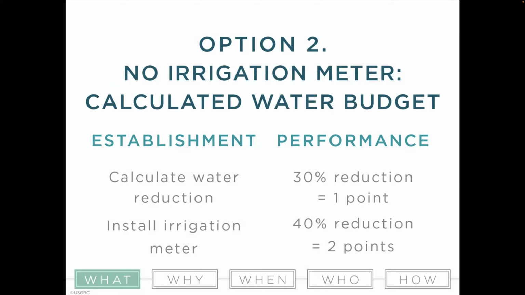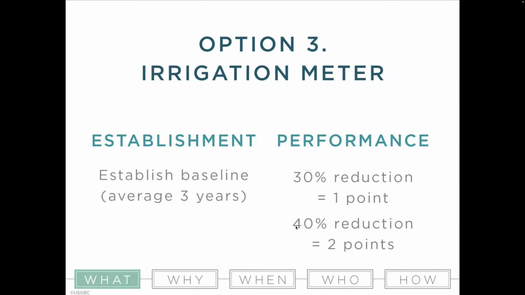Option 2, again, you're calculating your water use reduction. If you have a 30% reduction, you get 1 point. If you do have an irrigation meter and you do 40%, you get 2 points. So they're trying to get you to do both to get the maximum points there. And then if you have an irrigation meter, establish baselines. Again, here we go.